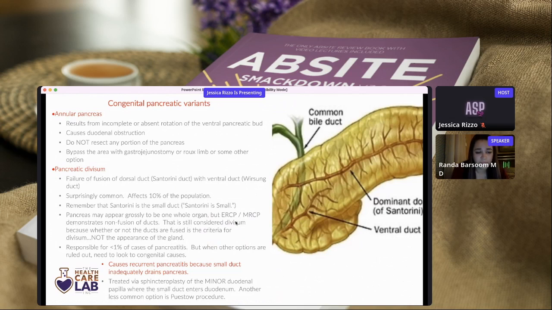A pancreas divisum is a failure of the fusion of the dorsal duct and the ventral duct. So it's actually pretty common. 10% of people will actually have an incidental pancreas divisum. A lot of these will actually present as recurrent pancreatitis, even in adulthood. So you treat this with a sphincteroplasty through the minor papilla. Next.